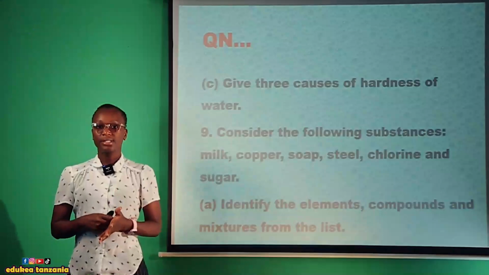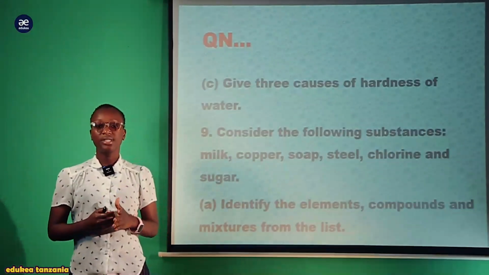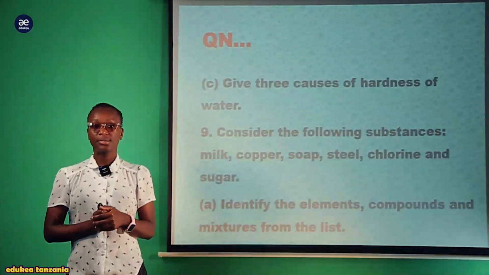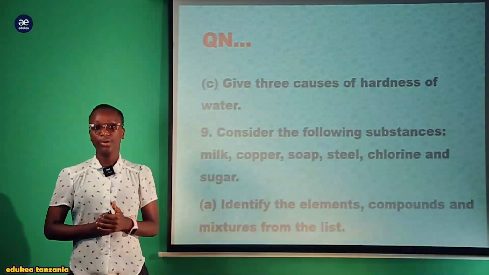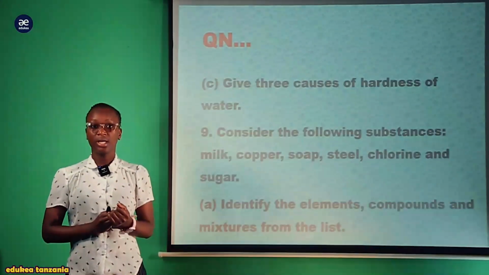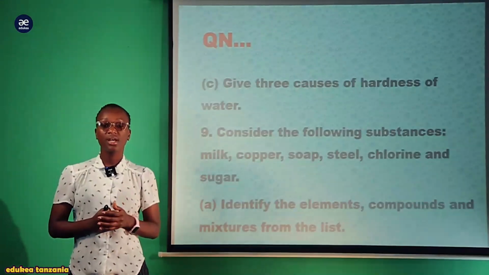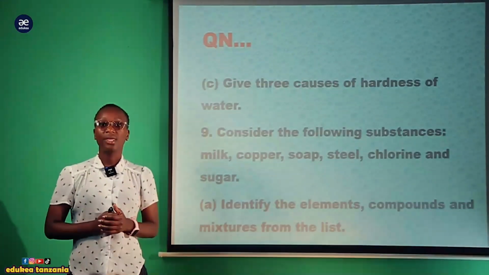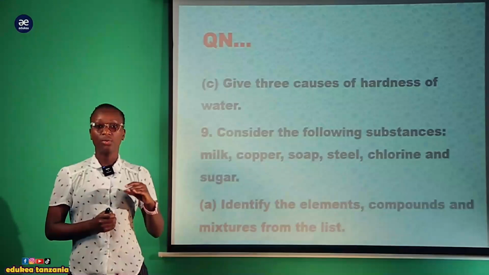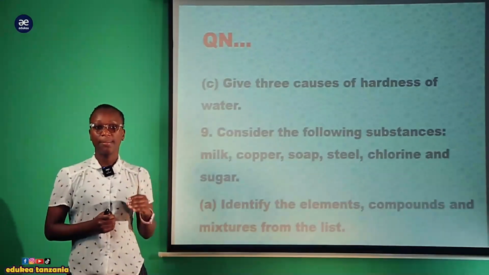So question number 8, first of all, student alitakiwa recall the concept ambapo swali linatoka. Hii ni topic ya form 3 ambayo inaitwa the hardness of water. Concept ya hardness of water kama topic imefundishwa kwenye Educare channel au Educare media.